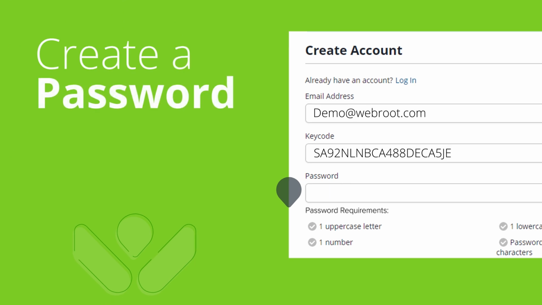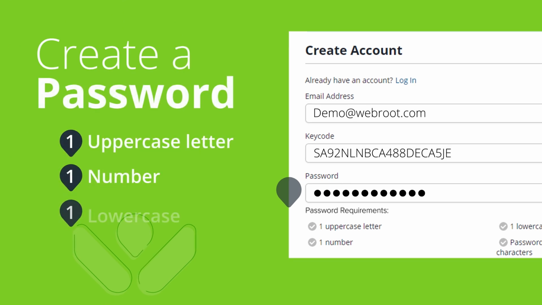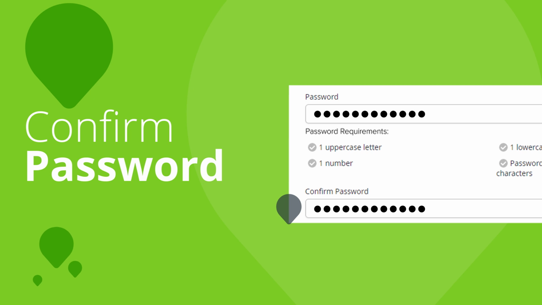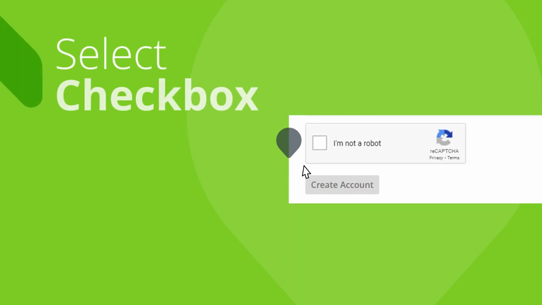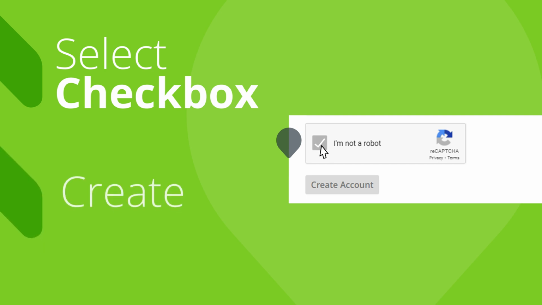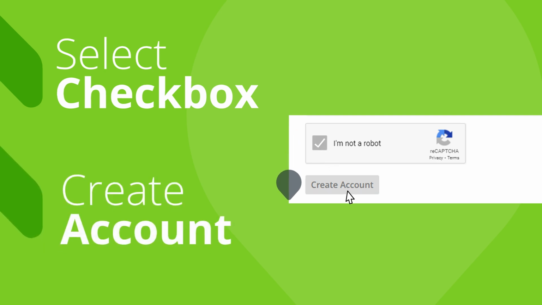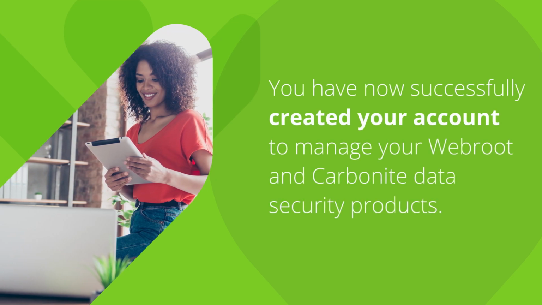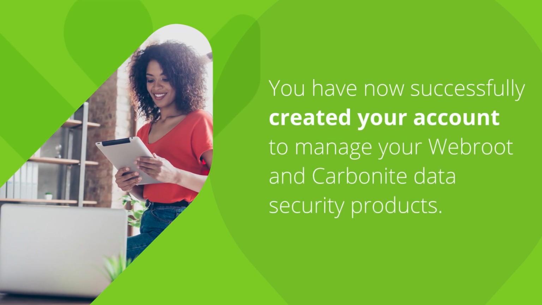Then create a password that has at least one uppercase letter, one number, one lowercase letter, and a minimum of 8 characters. Next, you're going to confirm the password by repeating the created password in the previous step. Next up, select the checkbox next to "I'm not a robot." Finally, click Create Account. You have now successfully created your account to manage your Webroot and Carbonite data security products.